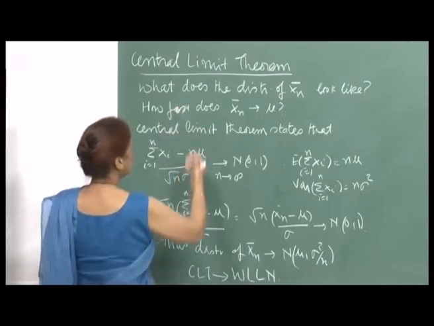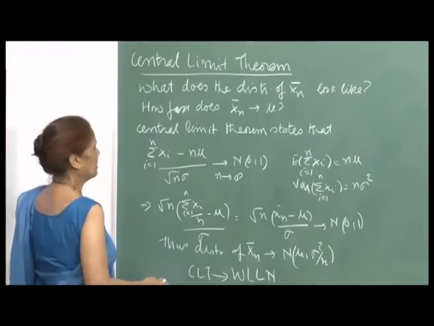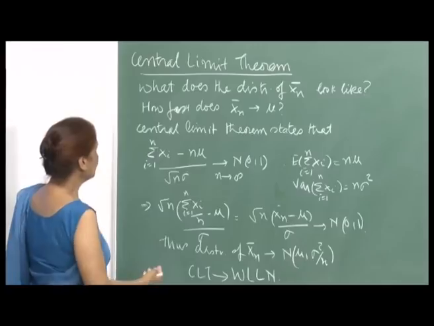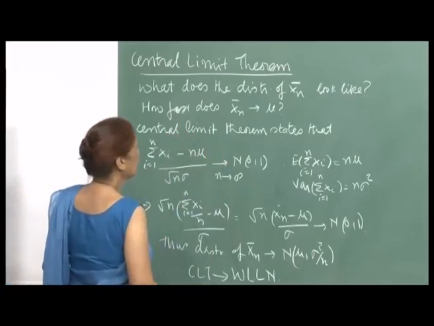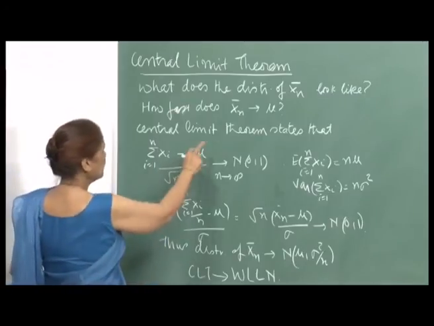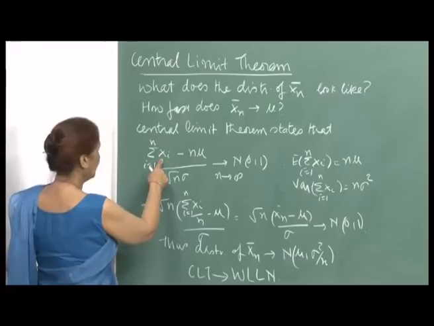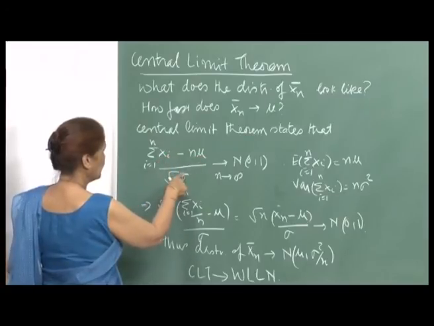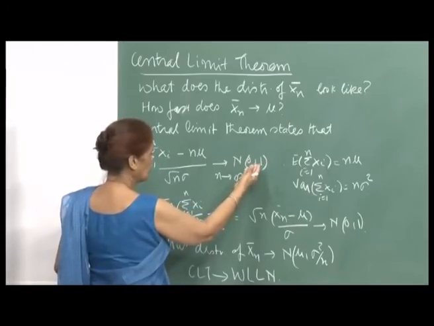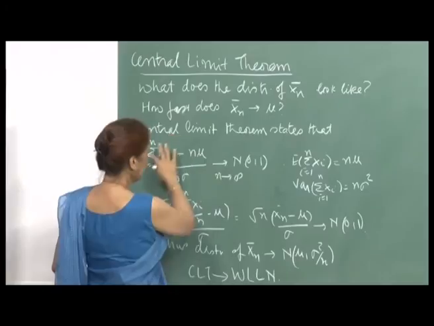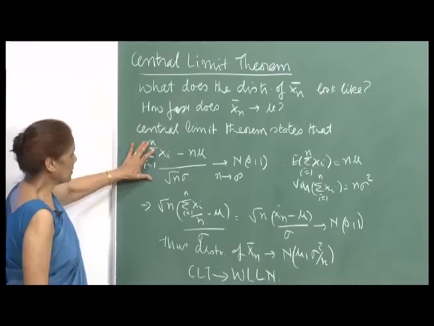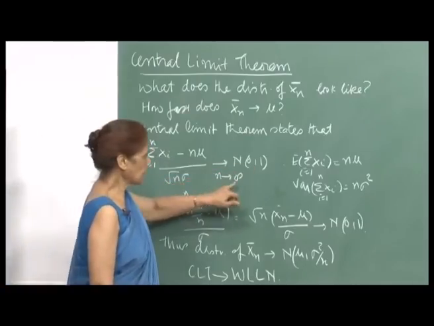For example, what does the distribution of x n bar look like? This is one question we want to answer, and we will use the central limit theorem to do that. The second question would be, how fast does x n bar converge to mu? Now, the central limit theorem states that sigma x i minus n mu upon root n sigma will converge to N(0,1), the standard normal distribution, as n goes to infinity. That means this variate, which is a random variable for all n, will converge to the standard normal variate as n goes to infinity.